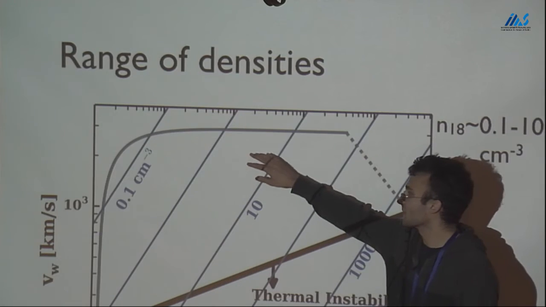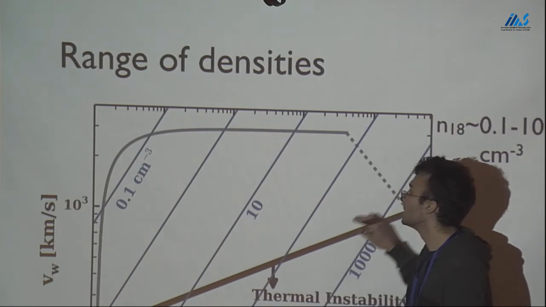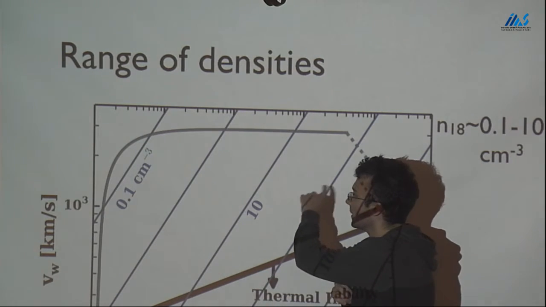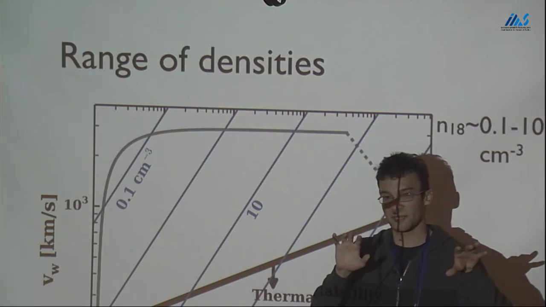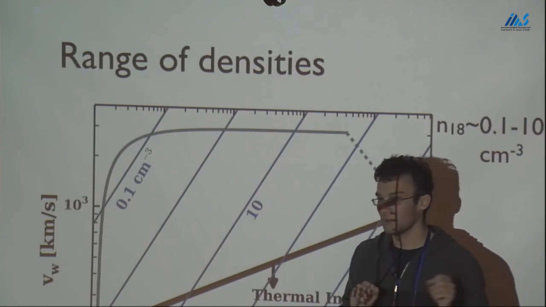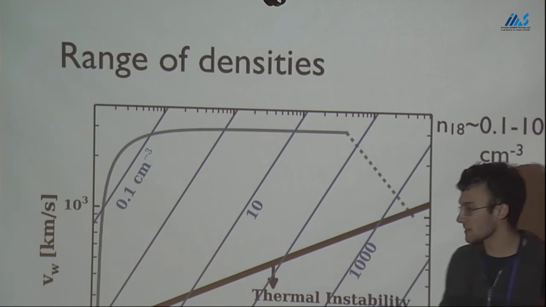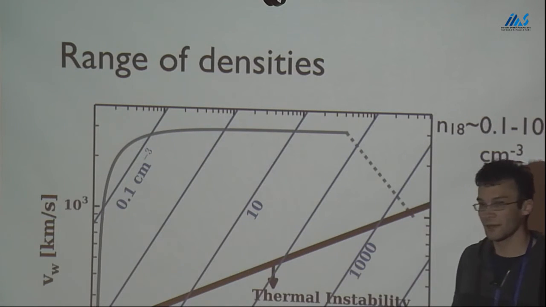But now let's consider the low density end. Here we consider a mix of an old and a young stellar population. If you have old stars, the mass return efficiency is quite low.